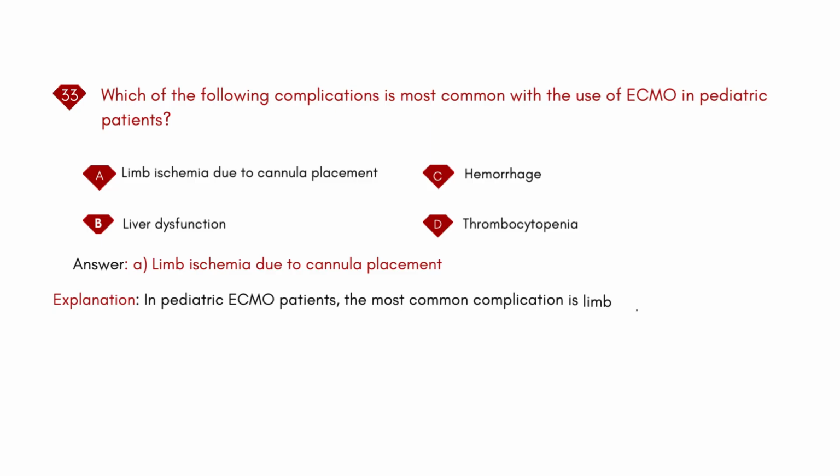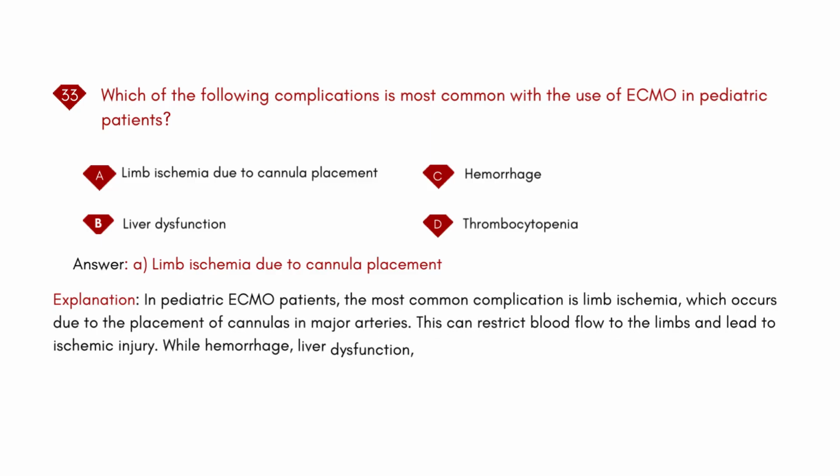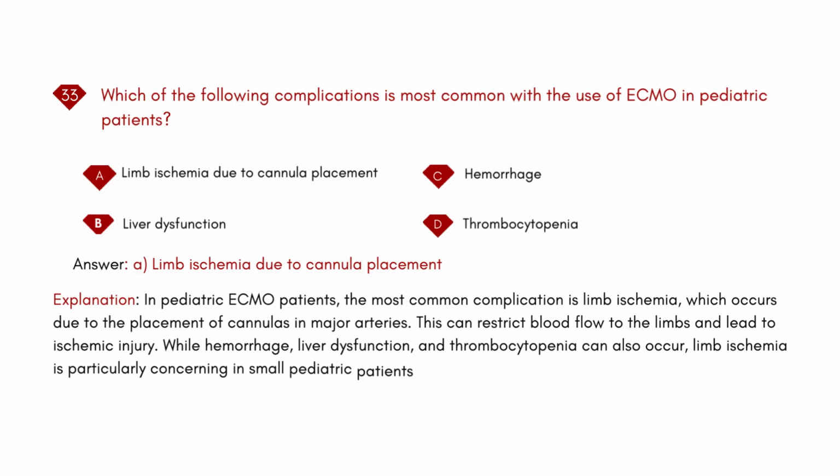Explanation: in pediatric ECMO patients, the most common complication is limb ischemia, which occurs due to the placement of cannulas in major arteries. This can restrict blood flow to the limbs and lead to ischemic injury. While hemorrhage, liver dysfunction, and thrombocytopenia can also occur, limb ischemia is particularly concerning in small pediatric patients who may have smaller arteries and less collateral circulation.